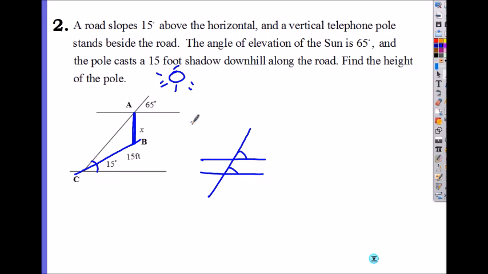Here's a horizontal line, here's a horizontal line, so either 65 here or there, which will give you the angle of this angle. The measure of this angle will be 65 minus 15, which is 50. And the pole casts a 15-foot shadow along the road. So this is 15. You see, this is 15. So now the question is, find the height of the pole, x.